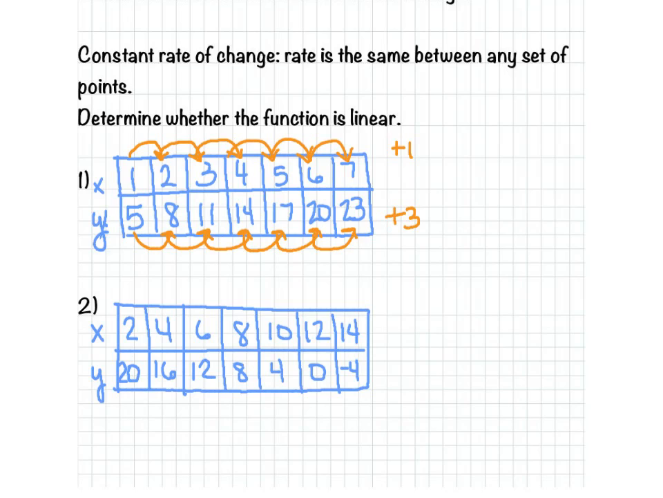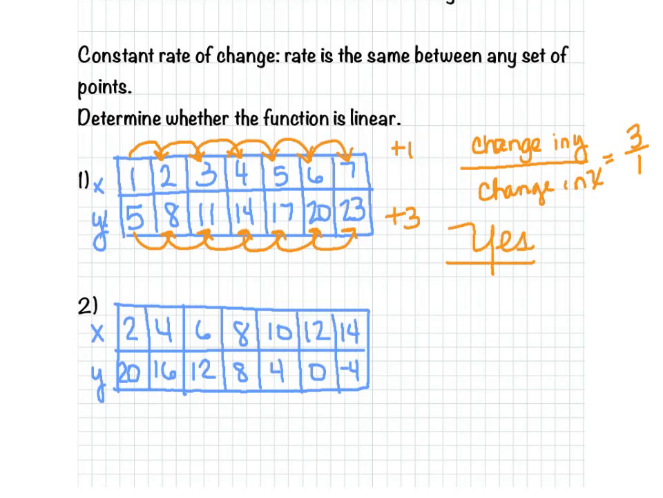Remembering the definition of rate of change, it's the change in y over the change in x. So we can say that the constant rate of change is 3/1. That would be the constant rate of change. So can we determine whether or not this is a linear function? The answer is yes, because of the constant rate of change of 3/1 from point to point.